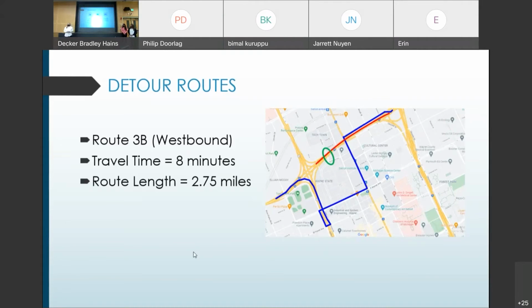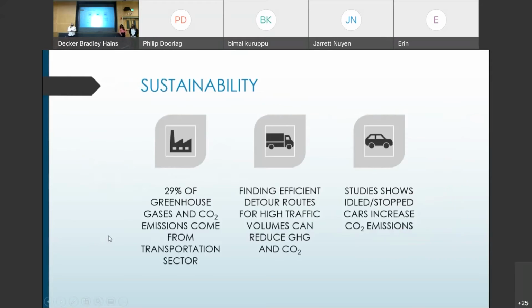In selecting detour routes, sustainability was considered. The team investigated the link between the transportation sector and CO2 emissions.